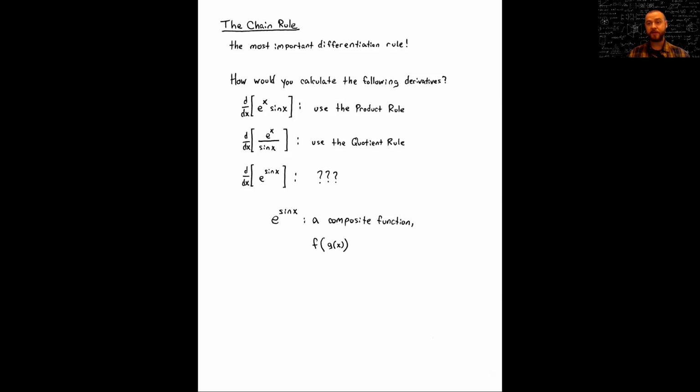So we need to come up with a new rule, a rule to differentiate composite functions, and that is exactly what the chain rule is for. So the product rule is for products, the quotient rule is for quotients, and the chain rule is for composite functions. Notice in that notation, that's not multiplication, f times g of x, but f of g of x. G of x is plugged inside of f of x in that notation.